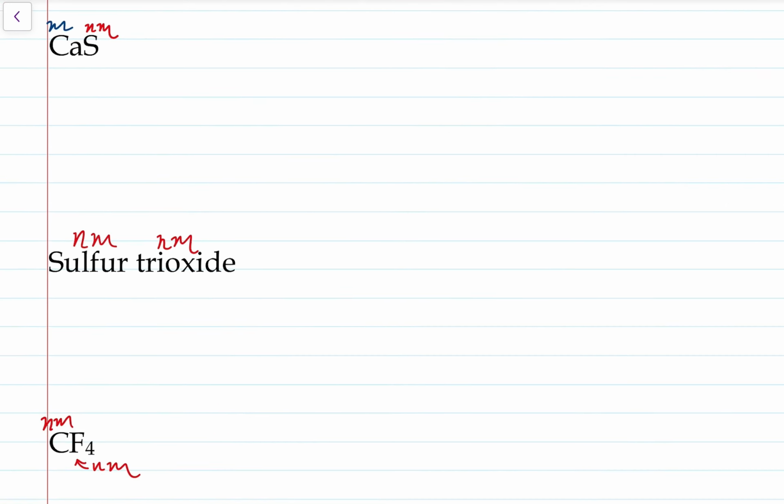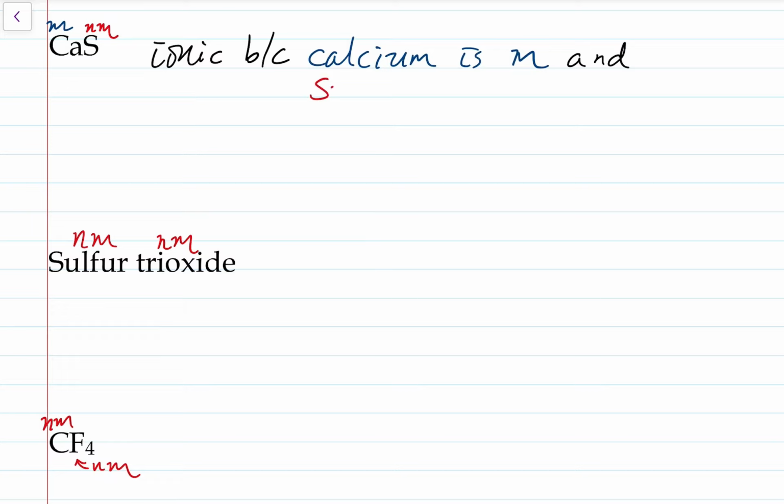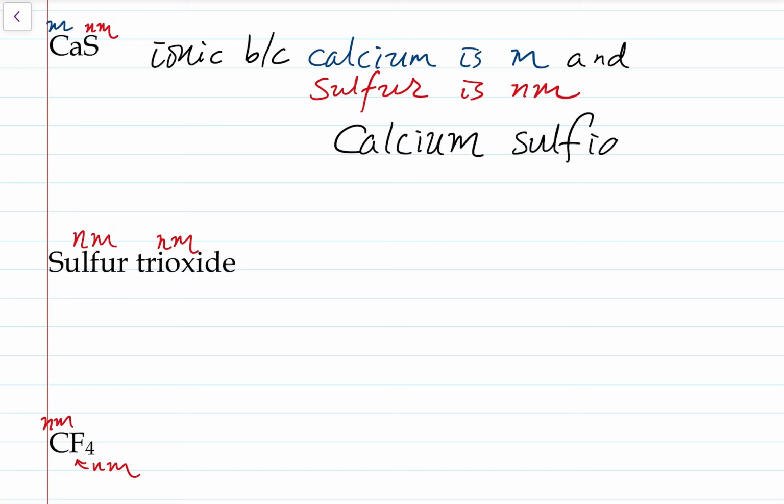Calcium and sulfur. So that's ionic, because calcium is a metal. And sulfur is a nonmetal. And we remember that we changed the name of the nonmetal to sulfide, right? So we're going to call this sucker calcium sulfide and not monosulfide, because we don't use those Greek prefixes for ionic compounds.